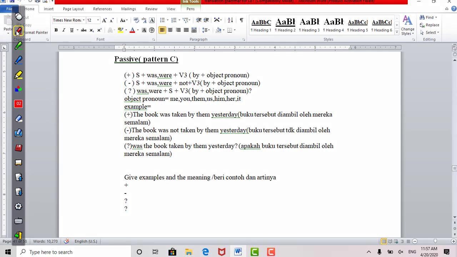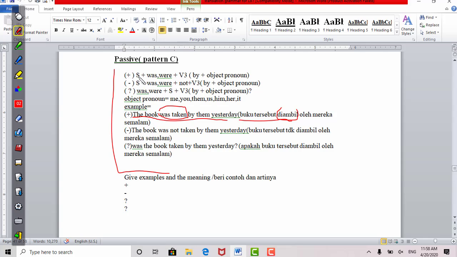And it will be: the book was taken by them yesterday. Buku tersebut diambil. Alright, the word diambil, the word was taken, shows that this is a passive, or pattern C sentence for simple past tense. Alright, and we talk about passive over here.